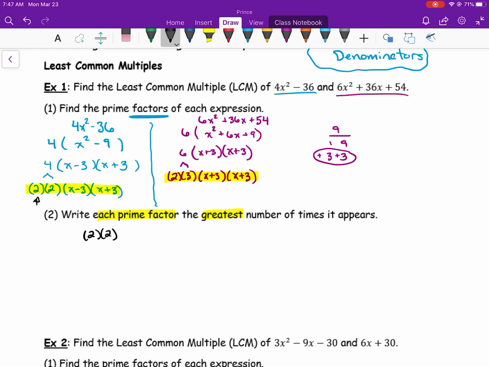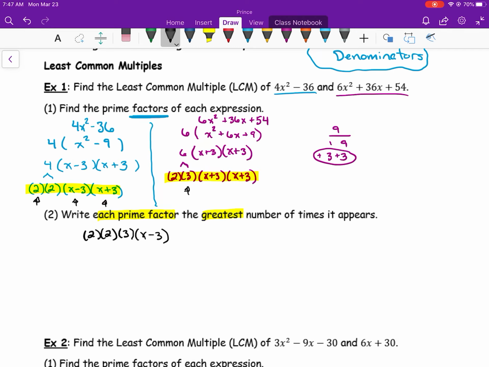Now, I have a 3 here, and 3 shows up 1 time in the expression on the right. So that's all we have to write: 1 time. Now we'll go to our other expressions. So 2's done, 3's done. I have an x minus 3 right there. x minus 3 shows up 1 time in the blue and none in the purple. So at most, it shows up one time, so I'm going to write it one time.